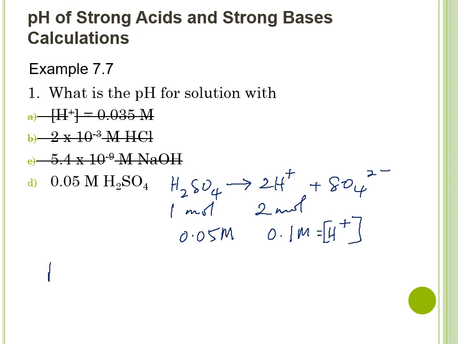Therefore, we're going to use our pH formula, negative log H+, and this is negative log 0.1. The pH now is 1.